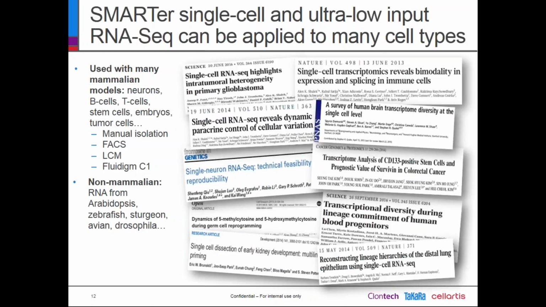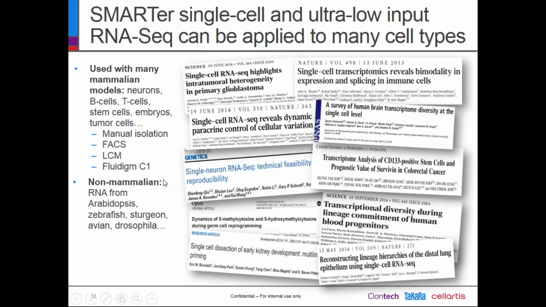This technology has already been out for some years now, about 5 years. Since then, there have been many high impact papers that have shown the results that you can obtain with SMARTer technology, especially in single cell. It has been used with many mammalian models, as they are listed here. The methods to get the single cells can vary. You can do it manually. You can use FACS sorted cells. You can use laser capture microdissected cells. You can use the Fluidigm C1, as I mentioned.